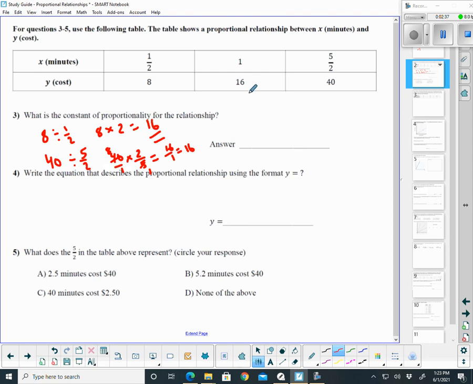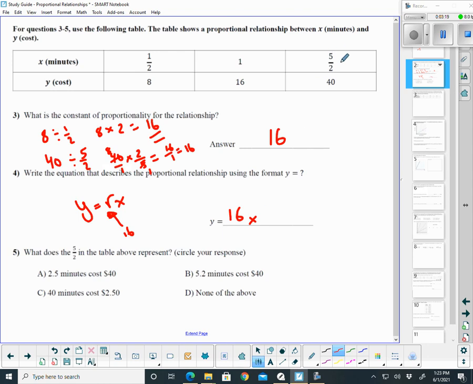So it doesn't matter which pair you divide, 8 by 1/2, 16 by 1, or 40 by 5 over 2, your answer is the constant of proportionality is 16. Write the equation that describes the proportional relationship using the format y equals. Well, if you recall, y equals our constant of proportionality times x. In this case, the constant of proportionality is 16, right? So it would be y equals 16x.